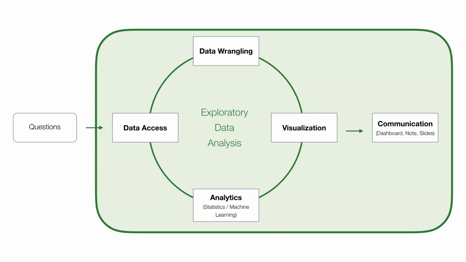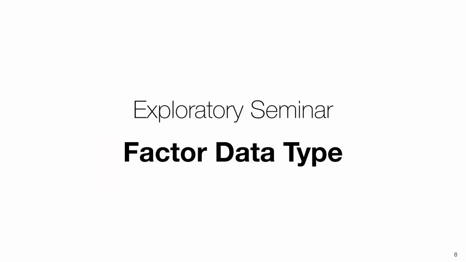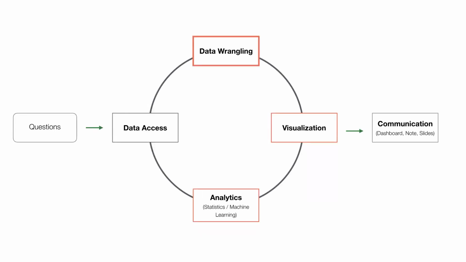So that's the exploratory, and let's get into the main topic of today's seminar, which is the factor data type. Today's topic, I'm going to touch on data wrangling. Data wrangling is to transform or clean the data. The factor data type is where you want to set the data as factor data and manipulate the levels in a factor data type and so on. So it's mainly involved in the data wrangling step.